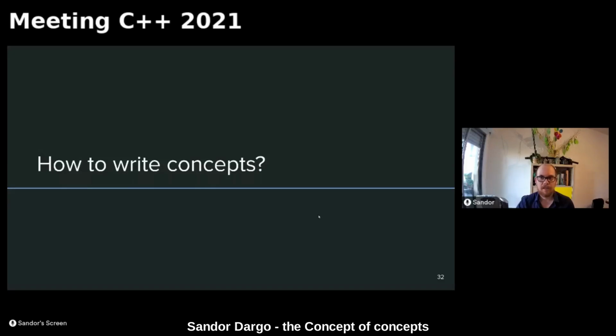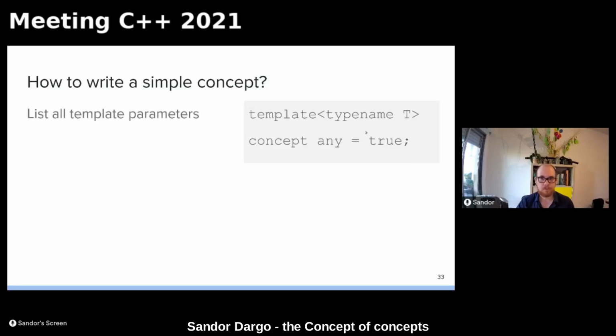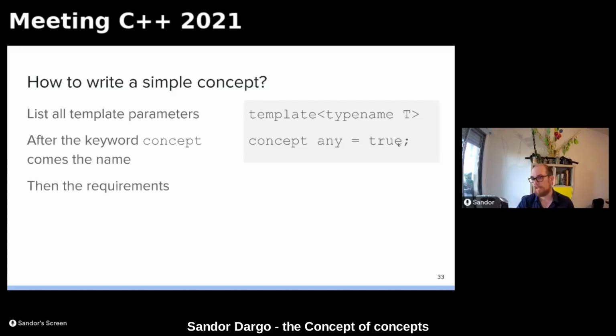So now let's see how to write our concepts. We're going to start with a simple concept, probably the simplest concept that you can imagine. We call it any because it accepts any type, because it always evaluates to true. So what did we do here? We listed all the template parameters, well, in this case, only one. And then after the keyword concept, we put a meaningful name, in this case, any. And then we list the requirements. Here we have none. That's why we put only true there.